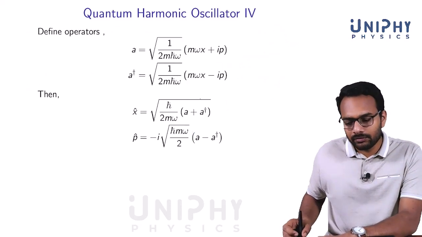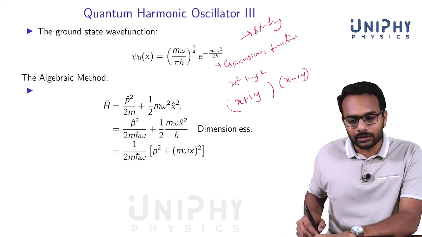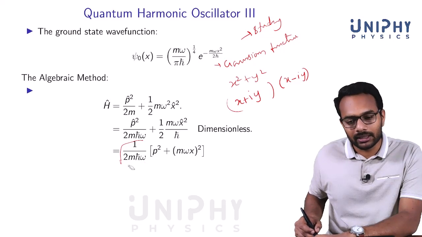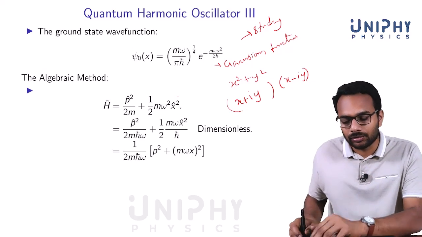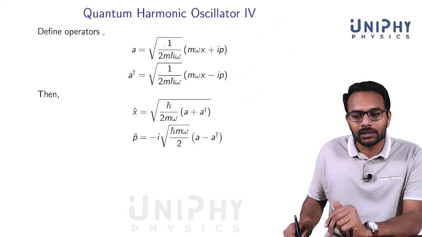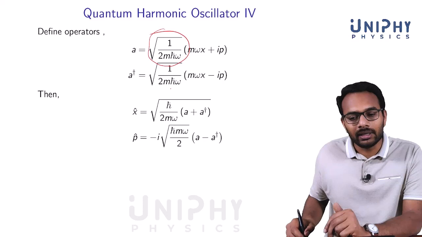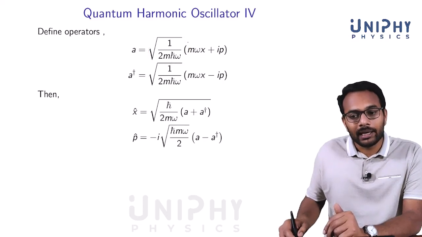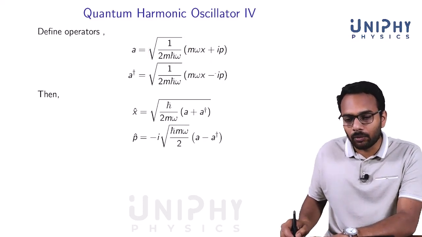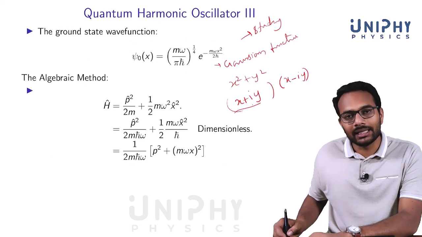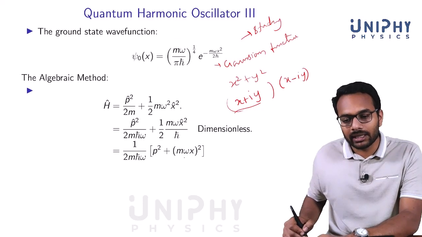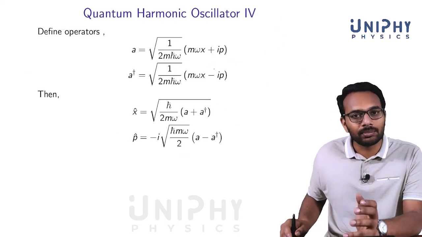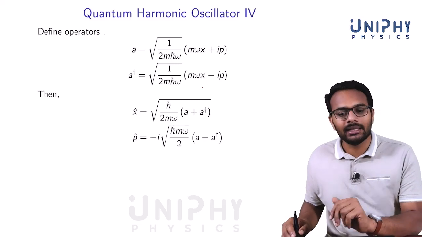We introduce two operators here. The factor 1 by 2 m h cross omega we divide between these two operators, so for each operator we have a factor square root of 1 by 2 m h cross omega. Just like we usually write x plus iy, here we have m omega x whole square, so we write m omega x plus ip and m omega x minus ip.